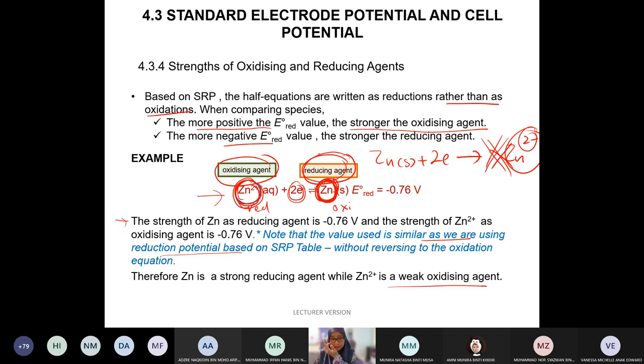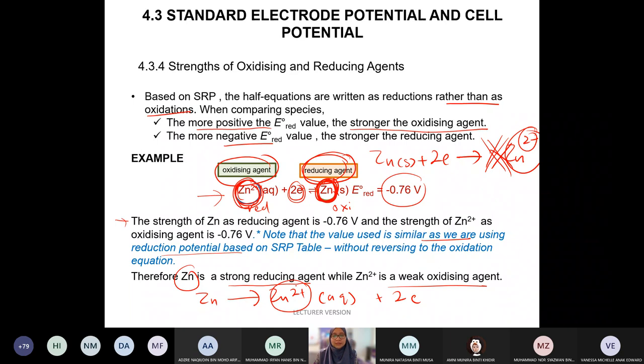Understand? In one equation we actually have both an oxidizing agent and a reducing agent. But we just want to know which one is more dominant in the equation: zinc 2 plus as the stronger oxidizing agent, or zinc as the stronger reducing agent. So we have to look based on its value. Based on this is the conclusion: zinc is a stronger reducing agent because zinc prefers to undergo oxidation.